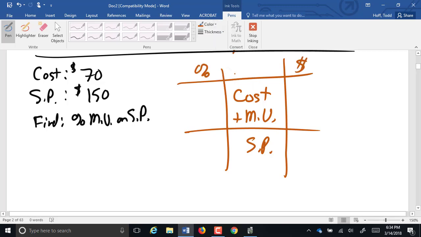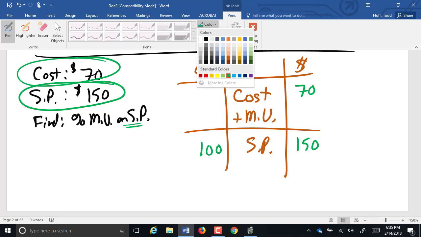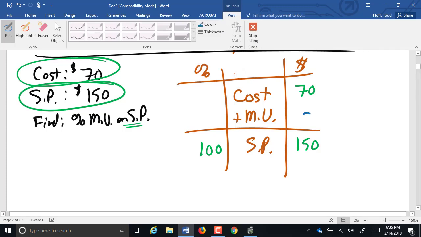So we've got our table. Starting at the top, $70 goes on cost. Next row, 150 goes on selling price, dollar selling price. What piece of information do we still have to put in there? 100% goes on the selling price. Now there's something we can calculate real quickly. $80 markup, because these three numbers have to add up. 70 plus 80 is 150.